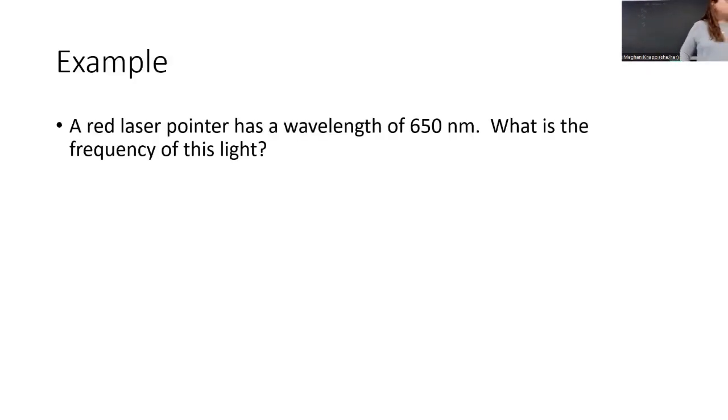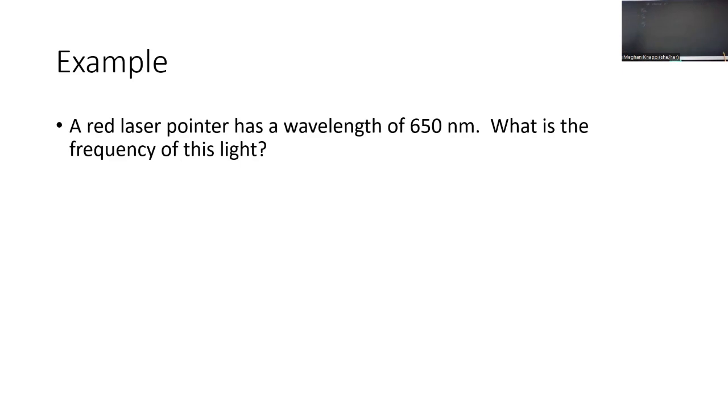If I have a red laser pointer, and the reason I pick laser pointers is they are monochromatic, which means they use one wavelength, it has a wavelength of 650 nanometers. A nanometer is 10 to the -9th meters, so we're going to have to start using scientific notation here. And we want to know the frequency. So we rearrange that formula to find frequency. Frequency is c over lambda.